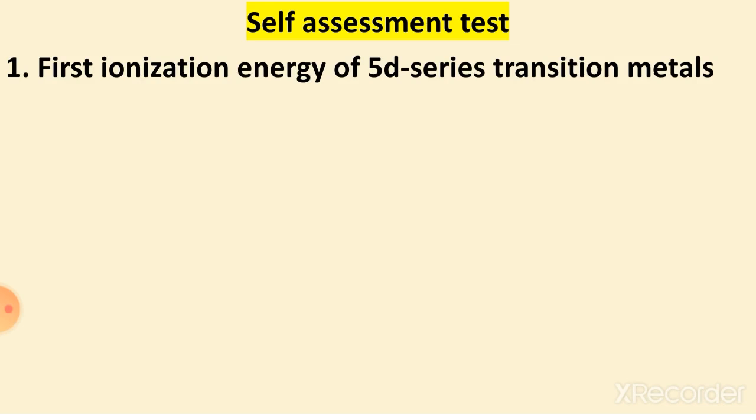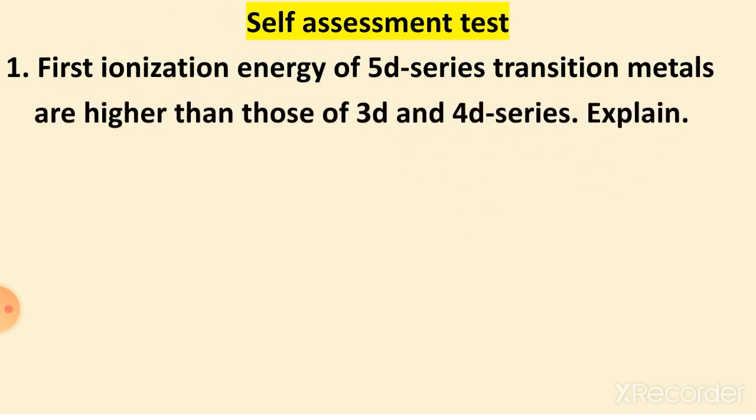Dear students, listen to the PPT video properly and focus on the topics which I have given in the PPT video. All these topics are very important from the examination point of view, again variable oxidation state and enthalpy. Now students, self-assessment test. First, the ionization enthalpy of 5d series transition metals is higher than those of 3d and 4d series. Explain. This I told you in this lecture, so listen to the PPT video properly and find the answer from this lecture. Now second question.